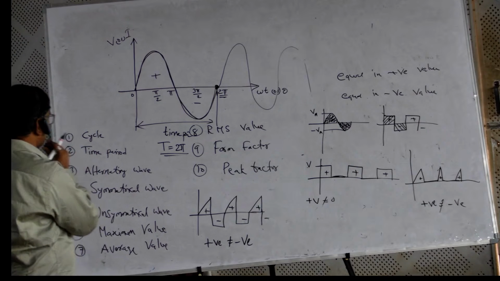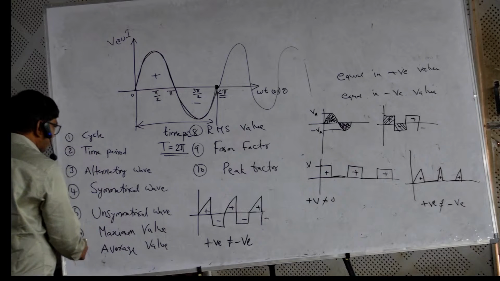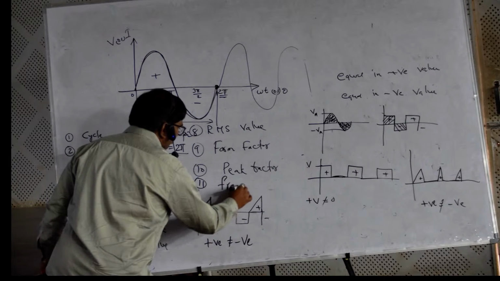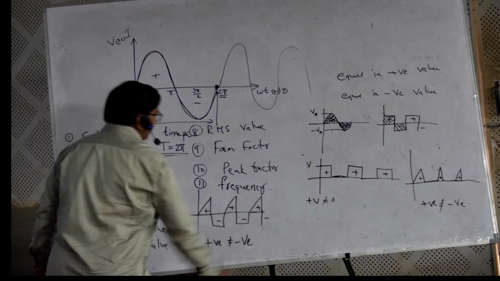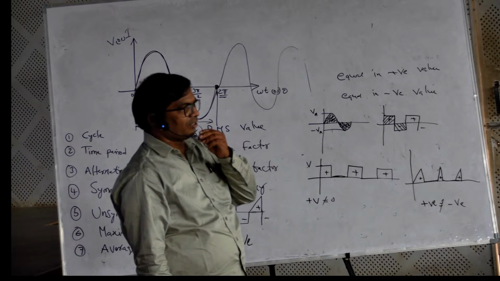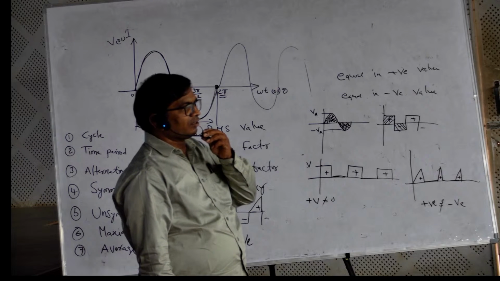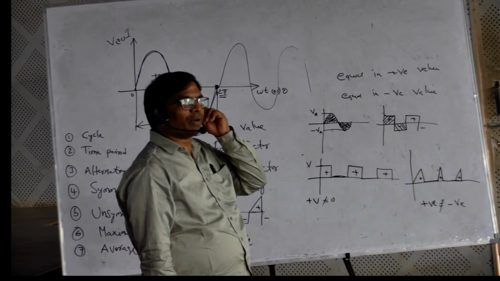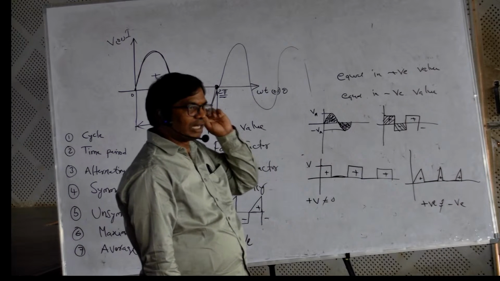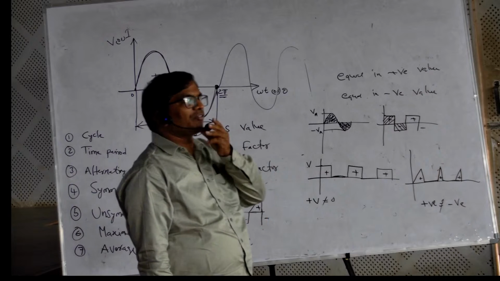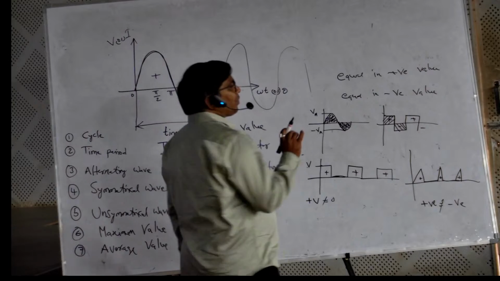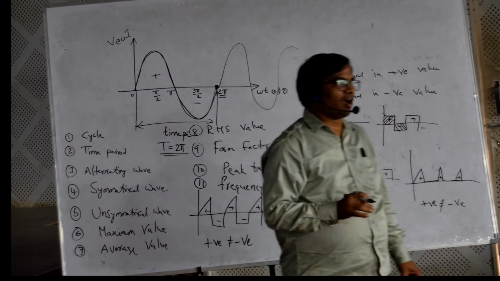Now, one more thing. Frequency. Do you know about frequency? Write down the 11th one also. Frequency. What is the definition of frequency? Time taken to complete is the time period. Frequency is nothing but the number of cycles per second.